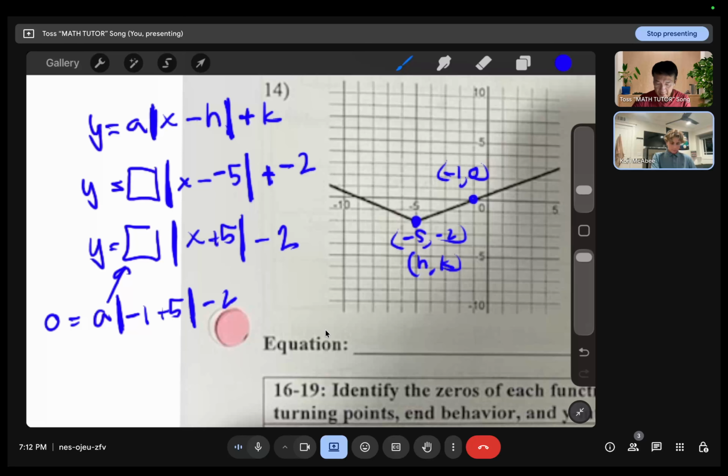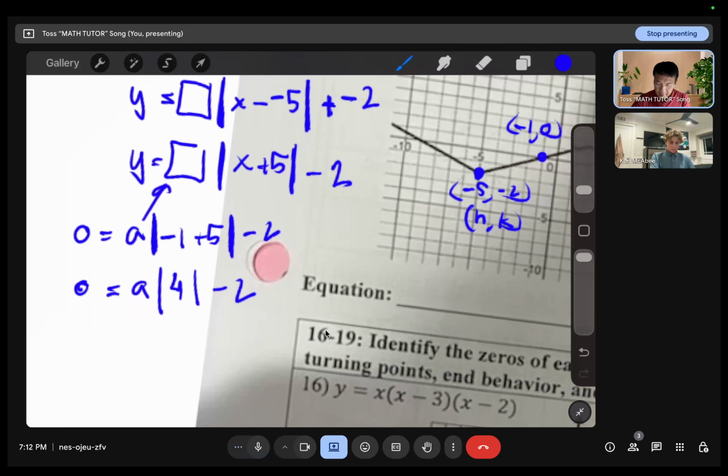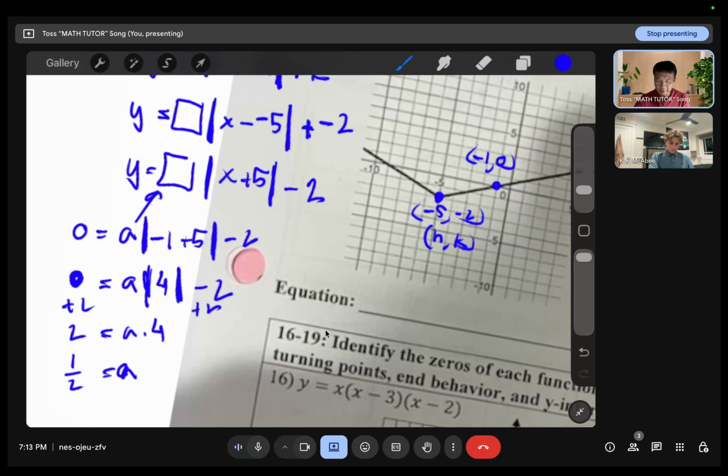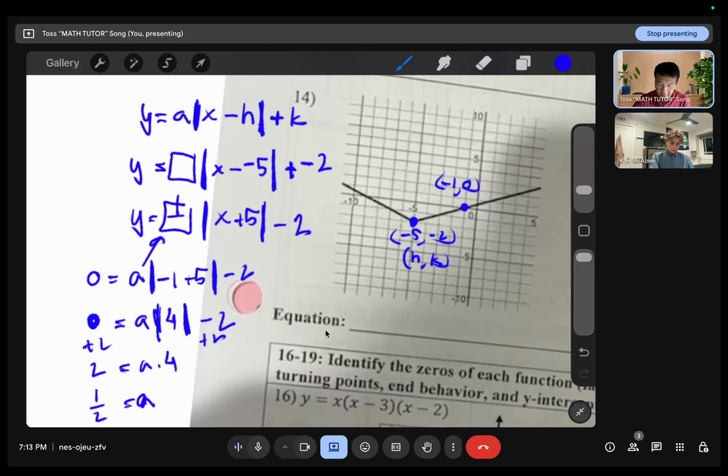Okay, clean it up. So A times the absolute value of 4 is still going to be 4. 0 equals A times 4 minus 2. Add both sides by 2 equals A times 4. Hope you follow. And divide both sides by 4. A equals 2/4, reduced to 1/2. Then put it back here, and this is the final answer.